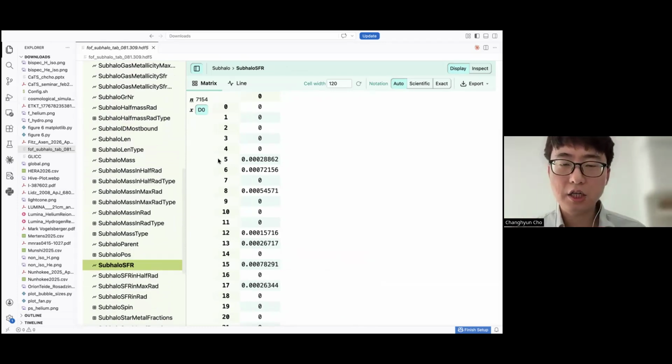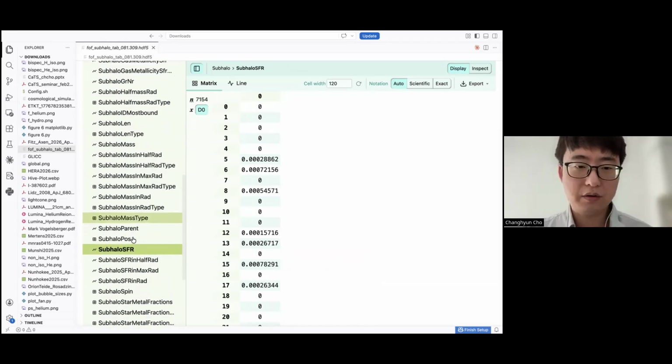I think I picked a low redshift, so that's why the star formation rate is quite low. This is how you can use the data. And if you want to plot all those things, please let me know. I have a bunch of code for visualization, so I'm more than happy to provide it.